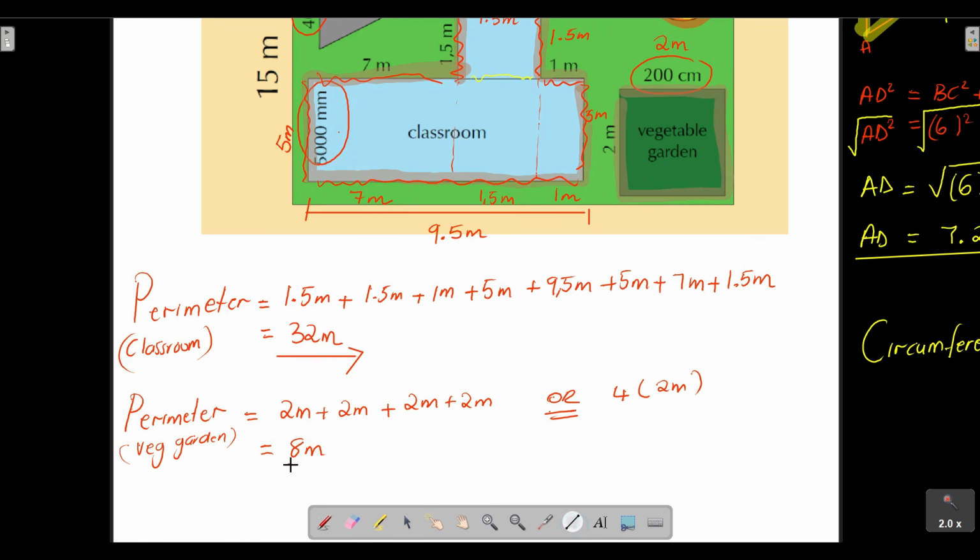And that is then the perimeter of our garden, meaning that if you had to walk around this vegetable garden, you would walk 8 meters. You walked around that vegetable garden, you would just walk 8 meters around.